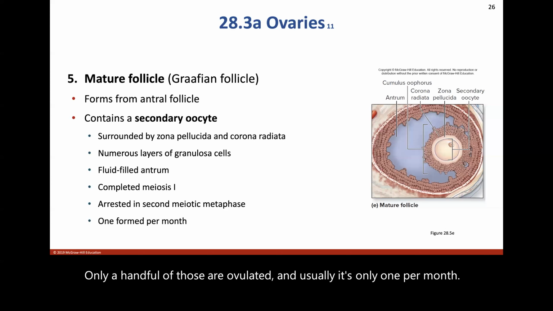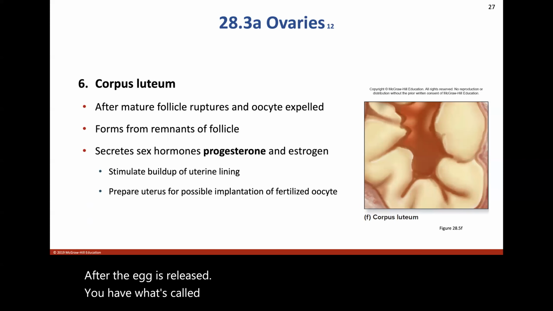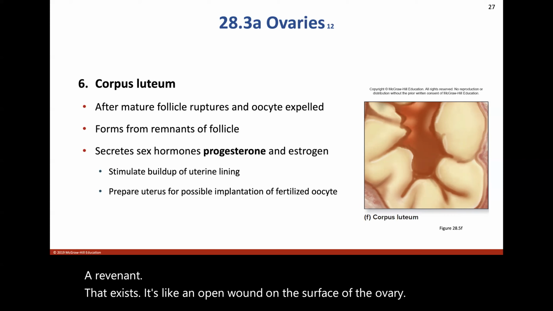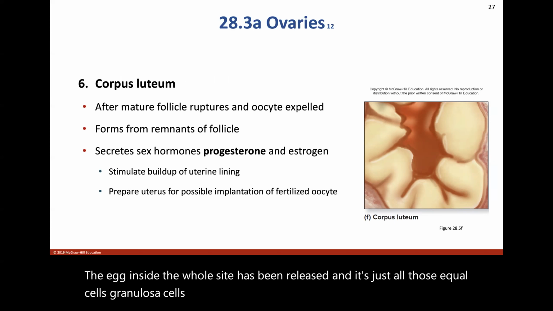After the egg is released, you have what's called a corpus luteum. Corpus luteum is a remnant that exists. It's like an open wound on the surface of the ovary. The egg inside, the oocyte, has been released, and it's just all those thecal cells, granulosa cells that are there that remain.